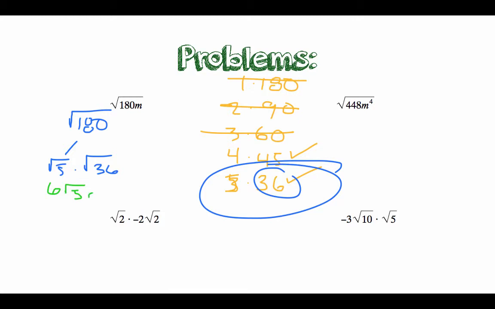So what we'd have to do is just keep that m in that problem today, and that stays the same. Now let's jump down and do this one. All right, square root of 2 times a negative 2 square root of 2.